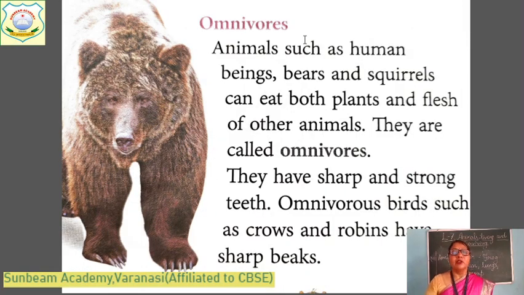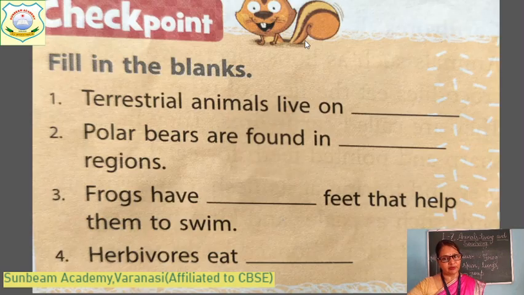Another group of animals is omnivores, such as human beings, bears, and squirrels, that can eat both plants and the flesh of other animals. We human beings are omnivores. We eat plants and plant products. We eat rice, chapati, potato, fish, eggs. So we are omnivores. The omnivore animals have sharp and strong teeth. Birds such as crows and robins have sharp beaks also. The animals which eat both types of food, the flesh of other animals and plant products, are called omnivores.